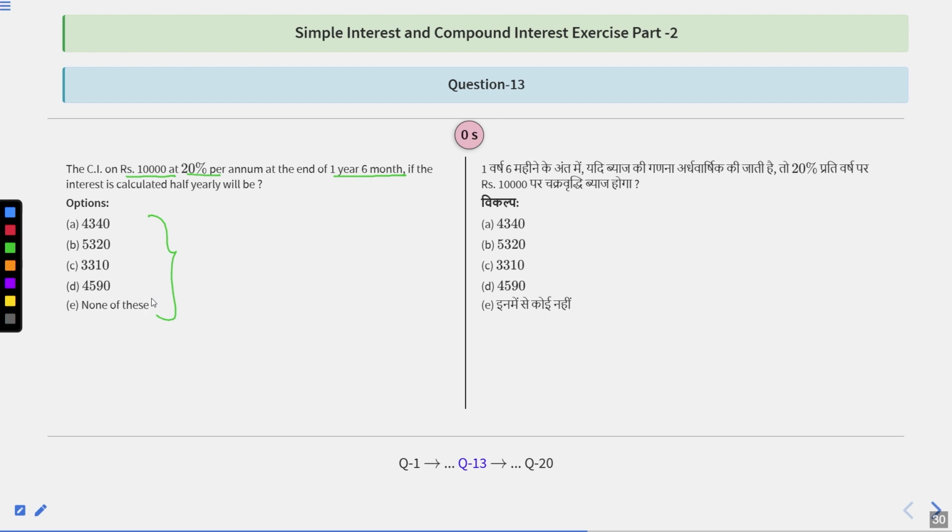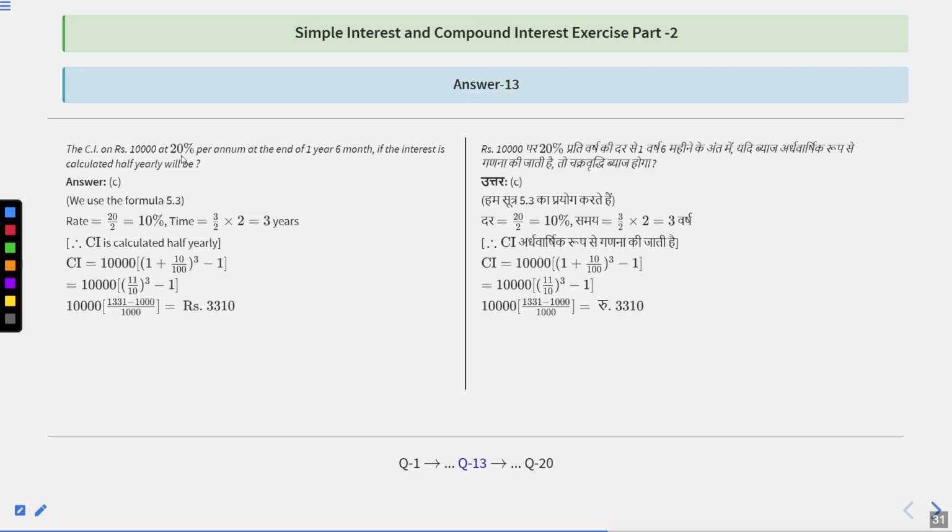Now time's up. Let's see the solution. Rate is given 20%. Time is given 1 year and 6 months. But in the question it says that calculate half yearly. So we know that when we are calculating half yearly, we divide the rate of interest by 2 and multiply the time by 2. So it will become 3 and rate of interest becomes 10%.